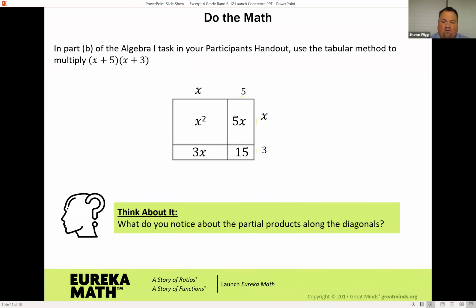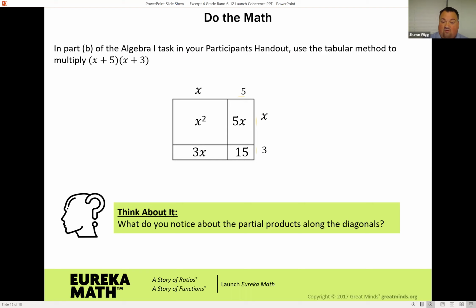But will that work when it's more complex? So let's think about it. Think for just a moment: what do you notice about the partial products along the diagonals? Take a good look at it, and just think to yourself, what do you notice? Okay, what do you notice?